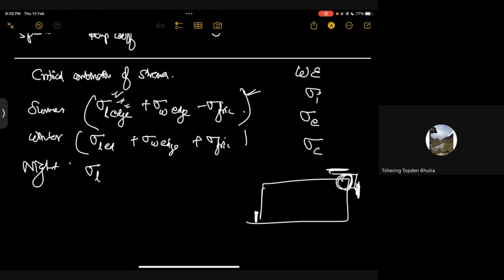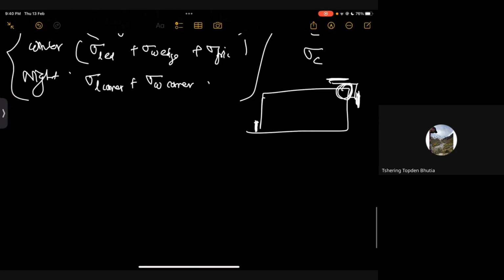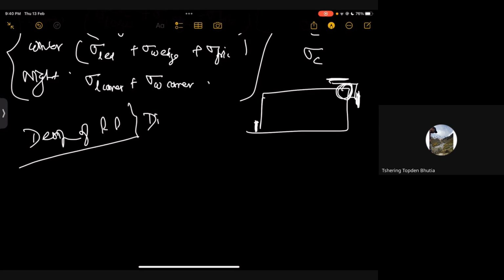And finally, longitudinal corner plus warping corner. Okay, guys, just remember this much. And the final thing, basically it was the design of rigid pavement. So it comes under difficult questions, which have very low probability of coming. The entire design has a very low probability of coming.